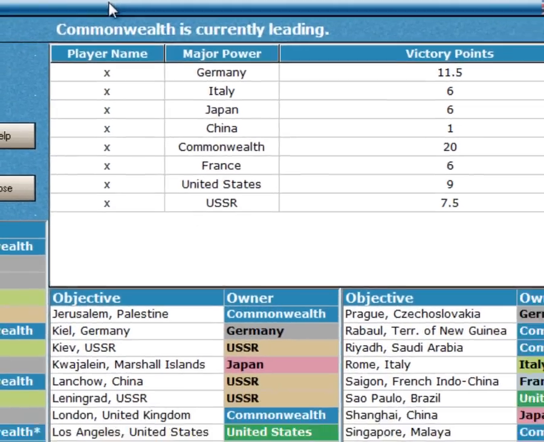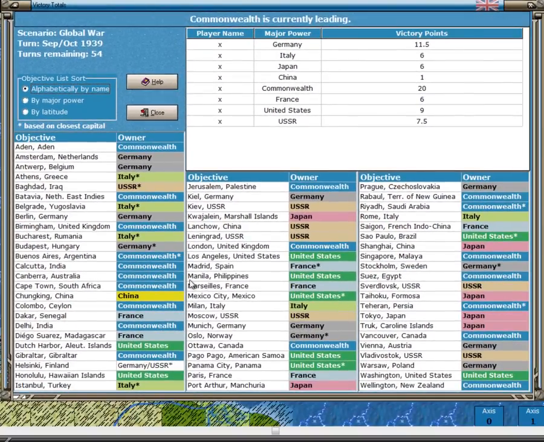Victory totals. This form shows all 67 objective hexes, victory hexes on the map, and who currently controls them. There's a summary at the top telling us that the Commonwealth is currently leading. They have 20 victory points. Germany is in second place with 11.5. And you might ask, where's that 11.5 come from?